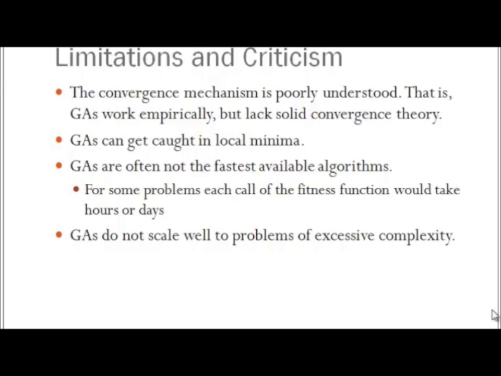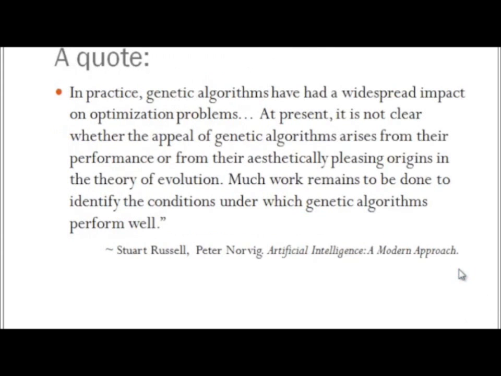A quote here that I think encapsulates the current state of genetic algorithms, from Stuart Russell and Peter Norvig's Artificial Intelligence: A Modern Approach. Quote, "In practice, genetic algorithms have had a widespread impact on optimization problems. At present, it's not clear whether the appeal of genetic algorithms arises from their performance or from their aesthetically pleasing origins in the theory of evolution. Much work remains to be done to identify the conditions under which genetic algorithms perform well."